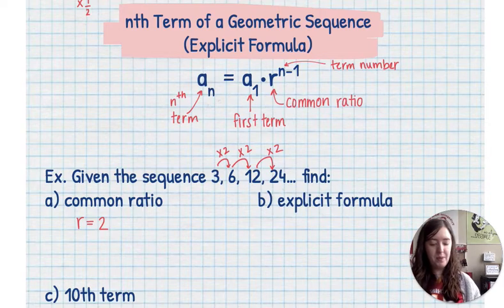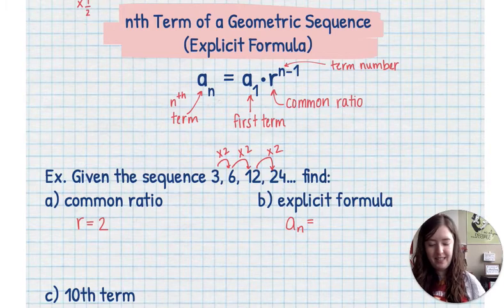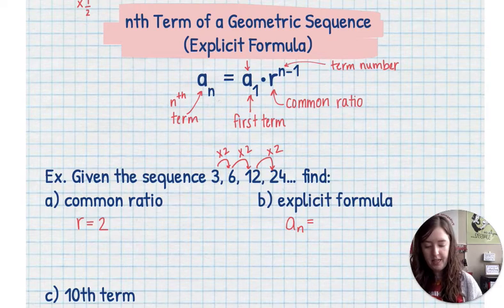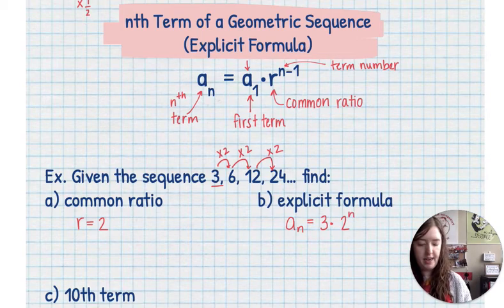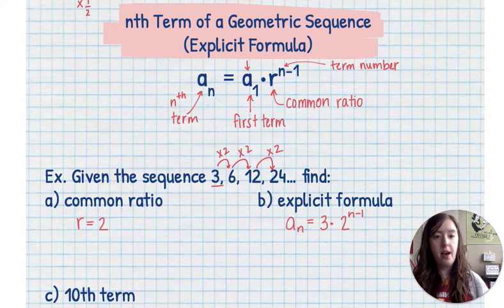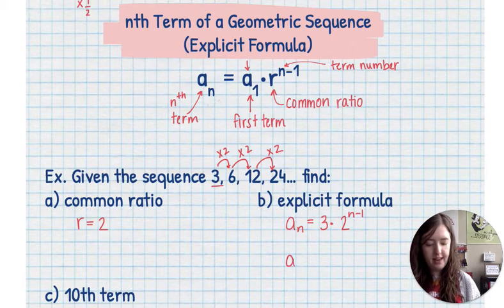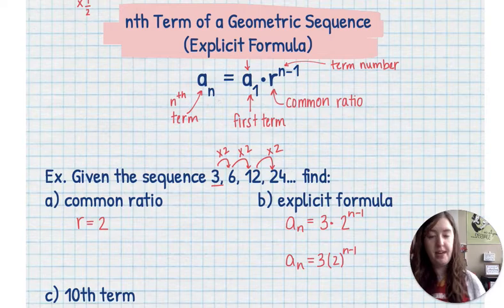Okay, now to find my explicit formula. I have a sub n equals. The first thing I'm supposed to have is my first term, and my first term here is 3. So we'll have 3 times R, my common ratio, which we already decided was 2, to the n minus 1 power. You can write it like that, or some people like to write it with parentheses around that too, which is totally fine. Another way to write that is 3 times parentheses 2 to the n minus 1.